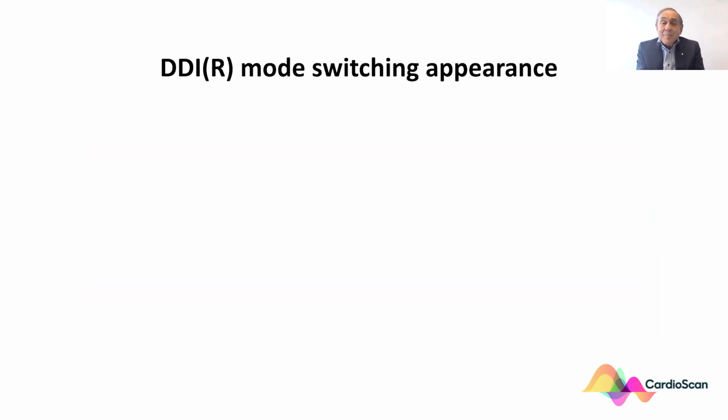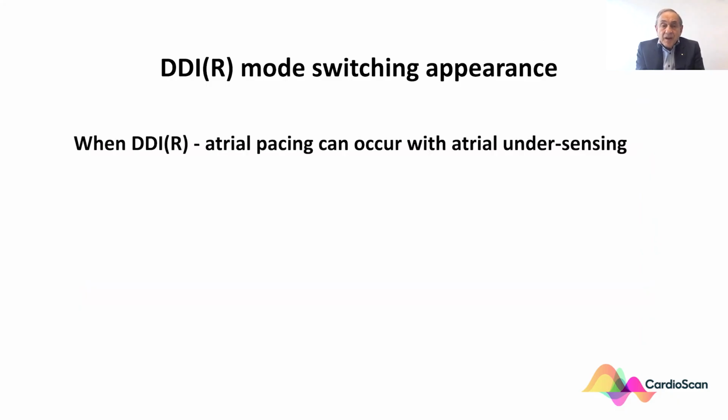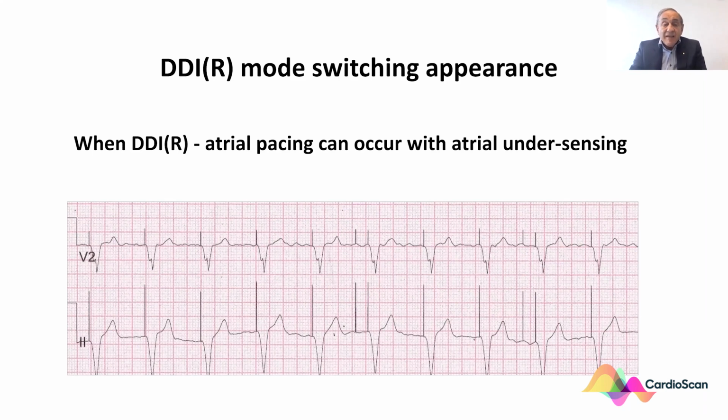What about DDIR mode switching appearance? Well, when it's in a DDIR mode, we have atrial pacing can occur when there is atrial undersensing. Look at this example. It looks like ventricular pacing with underlying atrial fibrillation. But occasionally we see atrial stimulus artifacts as well. This is because there is atrial undersensing, and because it's programmed to a dual chamber mode, it continues to pace the atrium as well during these periods of undersensing.